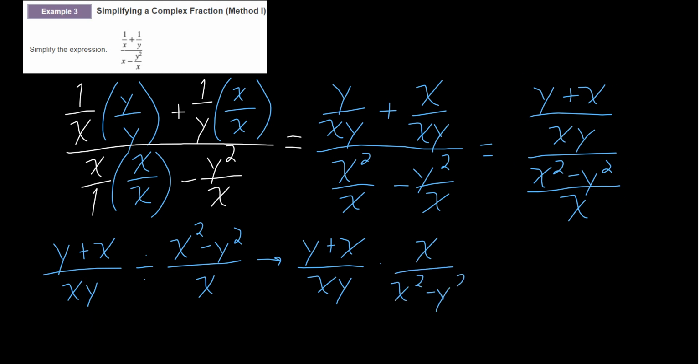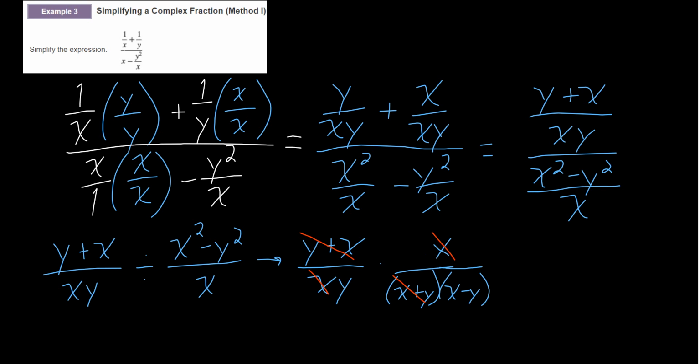Okay. Now before we proceed, let's actually go ahead and factor this, right? x squared minus y squared, because it's a difference of squares, factors into x plus y and x minus y. Okay. Let's fix this up a little bit. Okay, so here we can do some cancellations. So this x is going to cancel with this x, right? This x plus y is going to cancel with this y plus x.